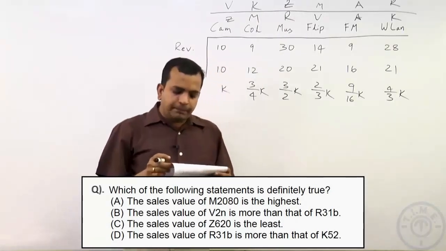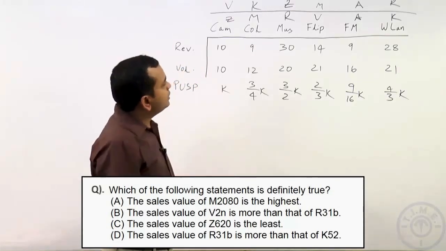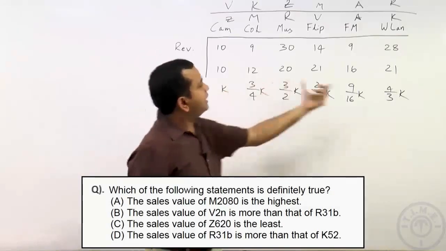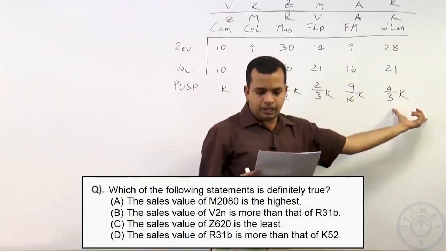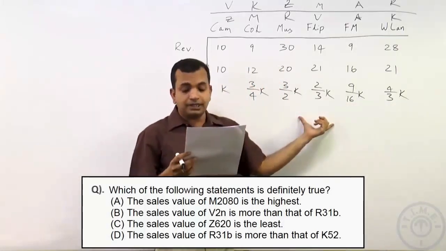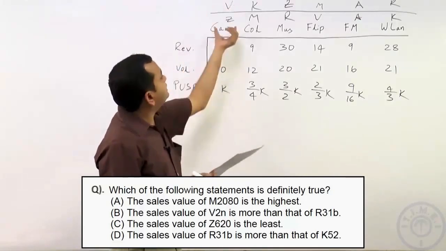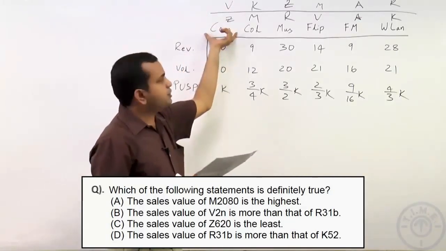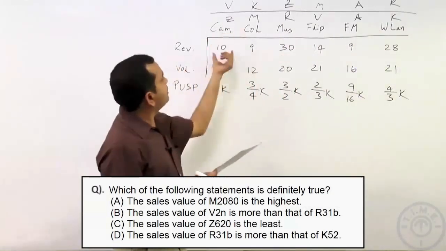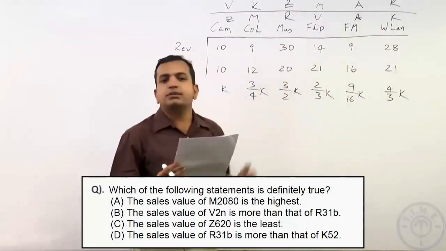Statement 2, the sales value of V is more than that of R. Let us examine the case 1. V is K and R is 4/3 K. But we do not need to examine the unit selling prices, we need to examine the sales values. So, what is V? V is in this case the camera version and R is the WLAN version, and we know the camera version is 10% and WLAN is 28. So, if we take case 1, statement 2 will be false.